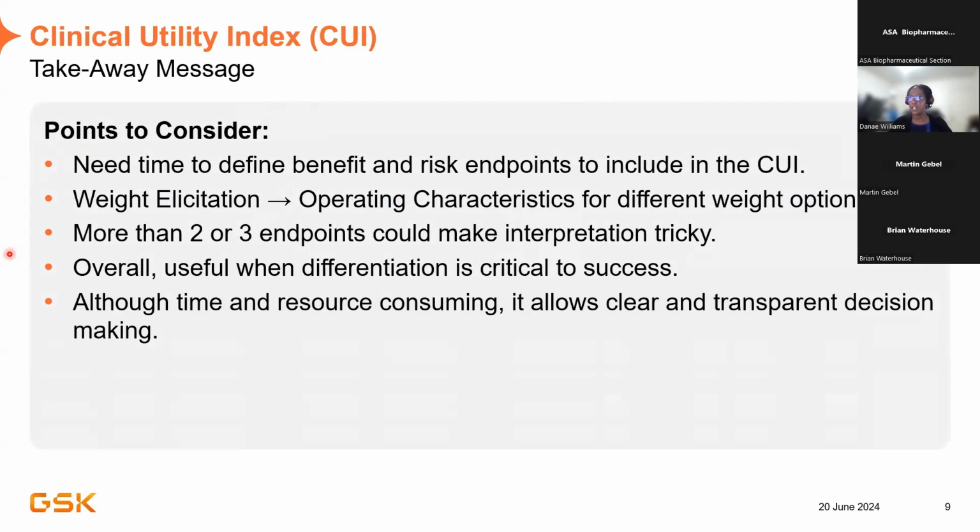So just to give a quick takeaway message, from my experience when performing with the CUI model, it does take time to define the benefit and risk endpoints to include in your model. And when it comes to the weight elicitation, performing the operating characteristics does help in terms of looking at the different weight options as well. In this case, when you have more than 3 endpoints, the interpretation can be tricky, but overall, it is useful when differentiation is critical to success. And again, although it's time and resource consuming, it does allow for clear and transparent decision making as well.